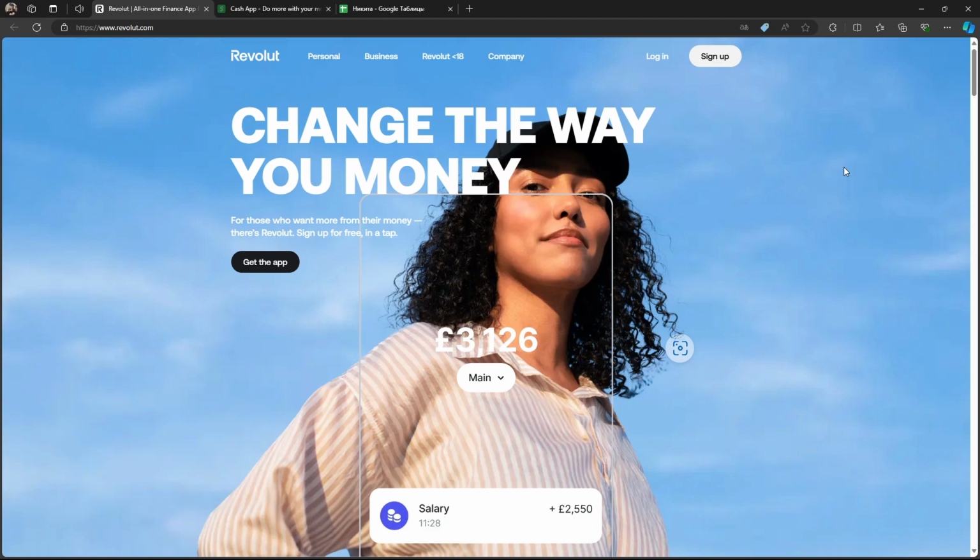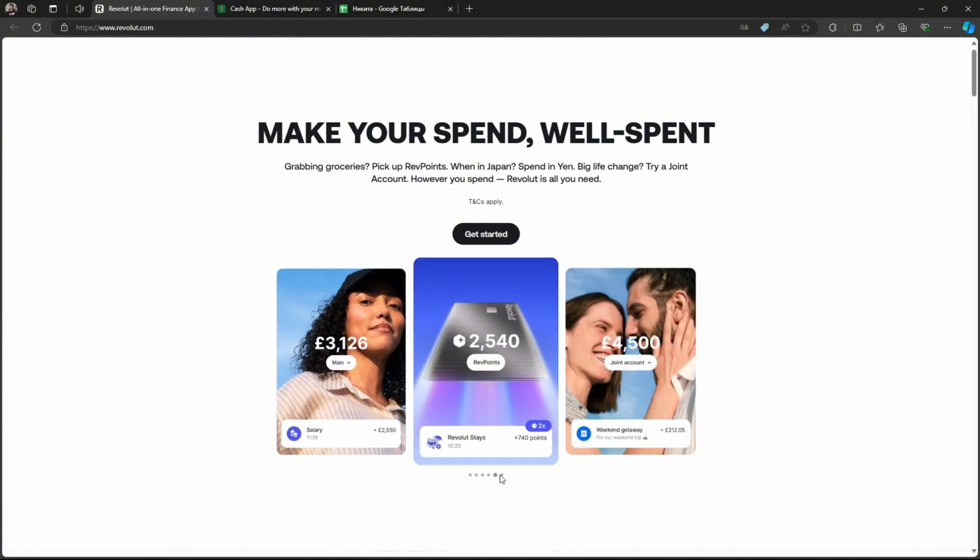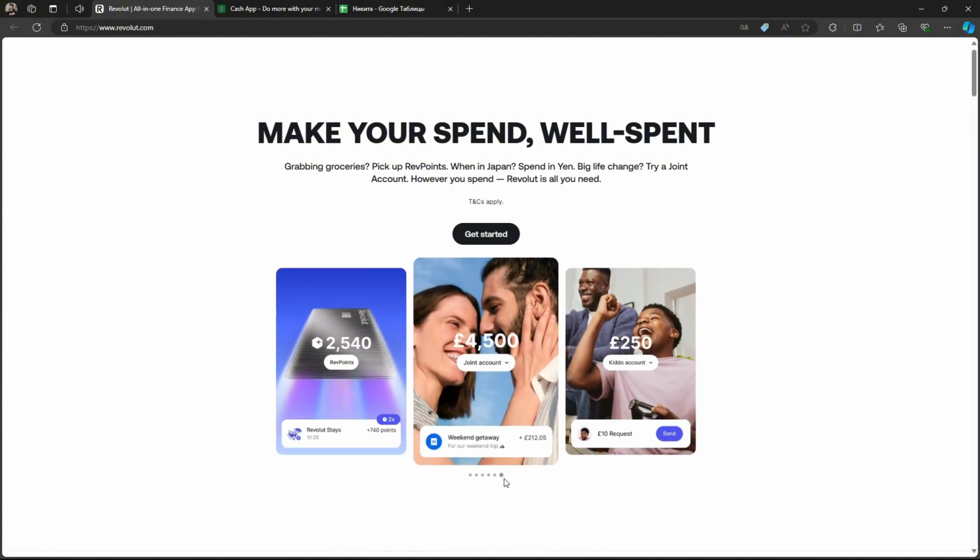Let's break down the key features of both platforms so you can decide which one is better for your needs. Revolut is a financial super app that offers much more than just payments. It's designed for people who want an all-in-one solution for banking, international transfers, currency exchange, and even investments.